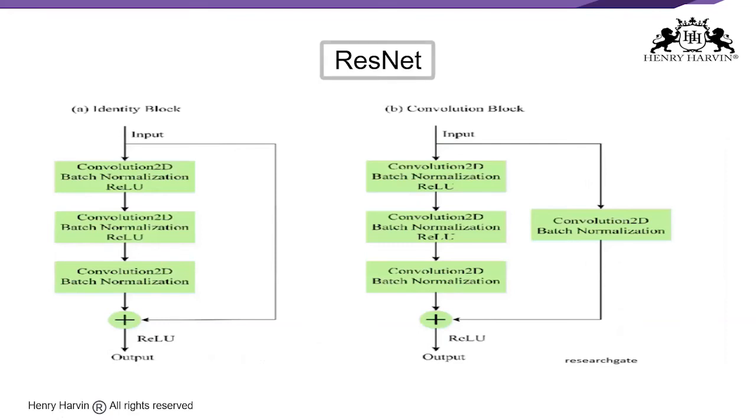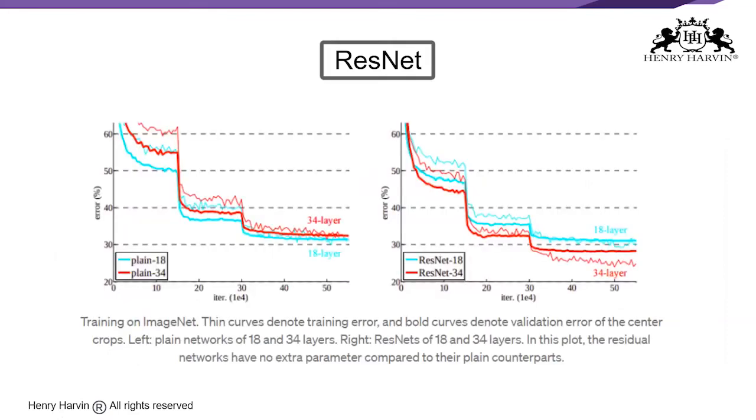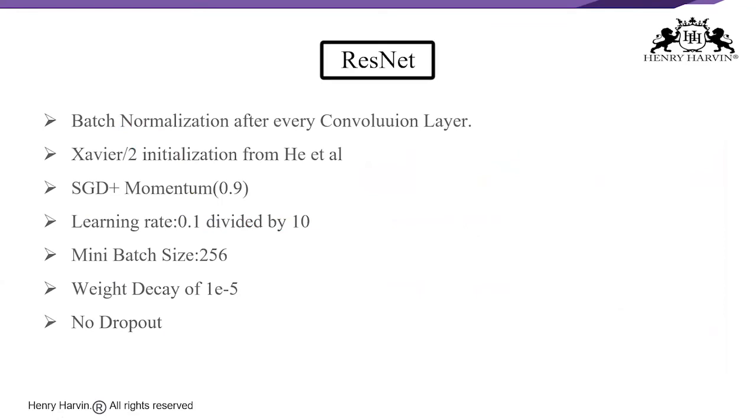There are more comments about this network: batch normalization after every convolution layer, Xavier initialization from He et al., and stochastic gradient descent with momentum 0.9. It also uses a learning rate of 0.1 divided by 10, a mini batch size of 256, and a weight decay of 1e-5, and there is no dropout here.